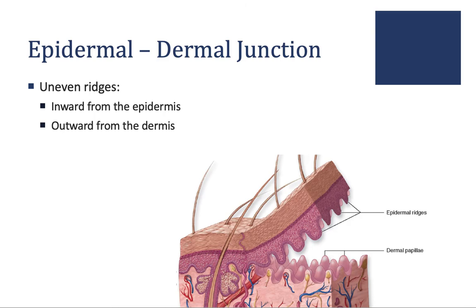Before we talk about the dermis, it's important to talk about the epidermal-dermal junction. Junction just means a connection or a place where things meet. And so you can see here, this is the ridgy connection between the epidermis and the dermis. It's made up of uneven ridges, so it has projections that are coming inward from the epidermis and outward from the dermis. So they kind of fit together almost like an egg carton or like those egg carton memory foam mattress pads. And so you've got one coming downward and one coming upward.